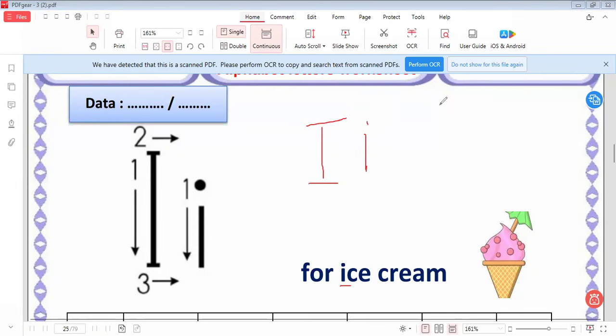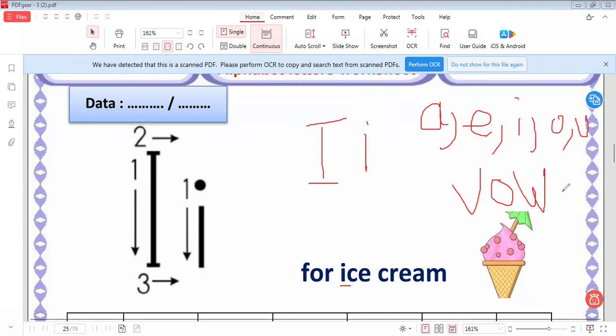I would like to remind you about the vowels. What are the vowels? A, E, I, O, U. Repeat with me the vowels. A, E, I, O, U. They are called vowels. Called what? Called vowels. The vowels are A, E, I, O, U.